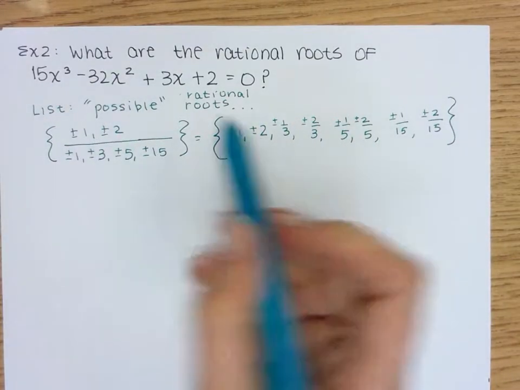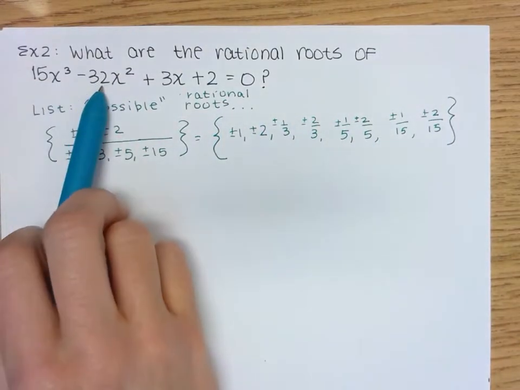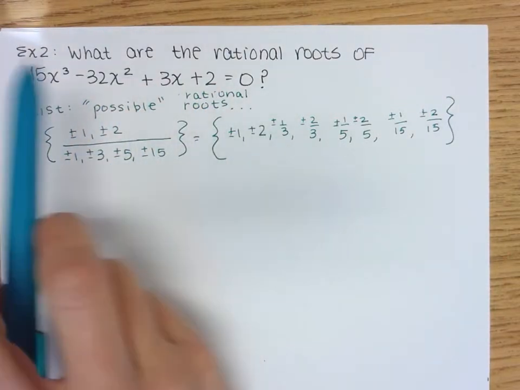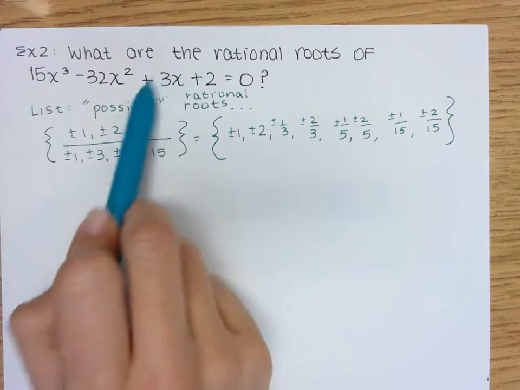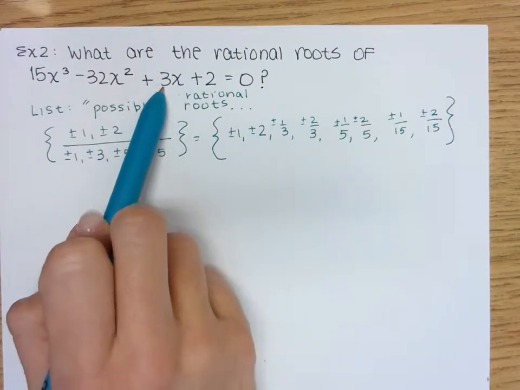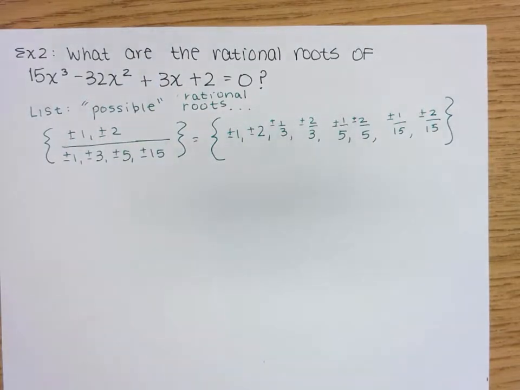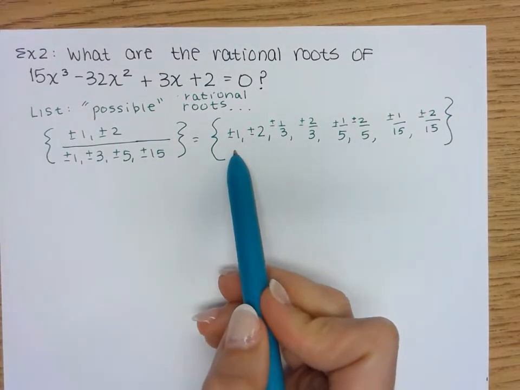I could start with 1. 15 minus 32 is negative 17. Plus 3 and plus 2, that's not going to give me 0. Negative 1. Negative 15 and negative 3 will give me negative 18. And a negative 32 plus 2, that's not going to give me 0 either.